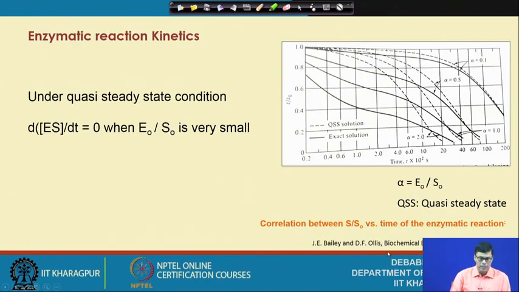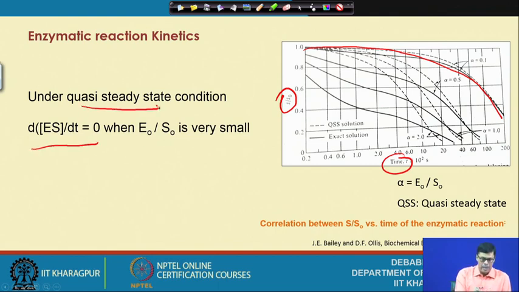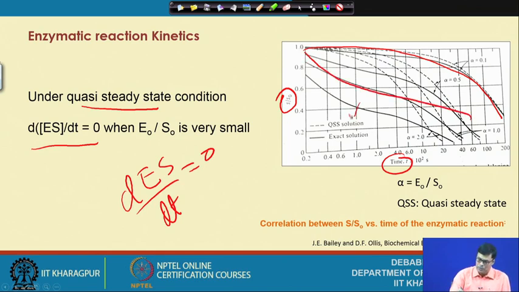Now, when Briggs and Haldane tried to justify this equation, they made certain assumptions. When you plot S by S0 versus time and the plot is like this, then the quasi steady state condition is valid, and at the quasi steady state condition, dES by dt should be equal to 0. But if the relationship is like what is shown here, then the quasi steady state condition is not valid for the Michaelis-Menten equation.